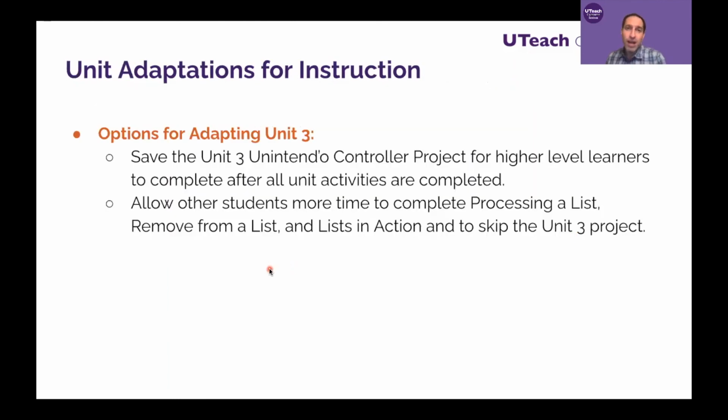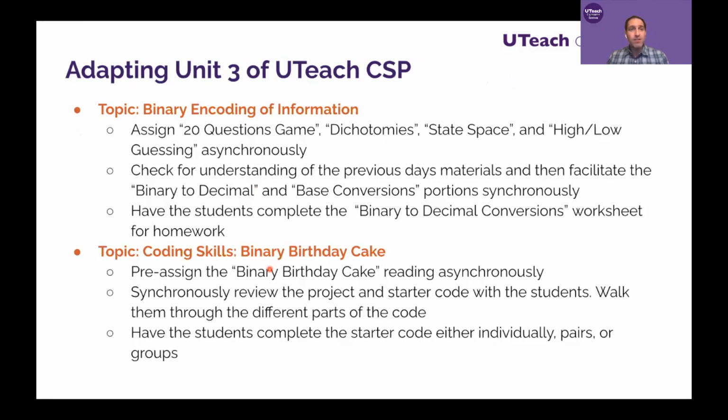Now, further adaptations you can do for instructions. For Unit 3, I already told you, you can save the Unintendo controller project till after sorting a list. Now, specifically, in the binary encoding of information, you can skip this assignment, if not this one, then you can skip the further ones. But for this one specifically, you can assign the 20 questions game, the dichotomies, the state space, the high-low guessing. That can all be done asynchronously. Students can do that at home on their own.